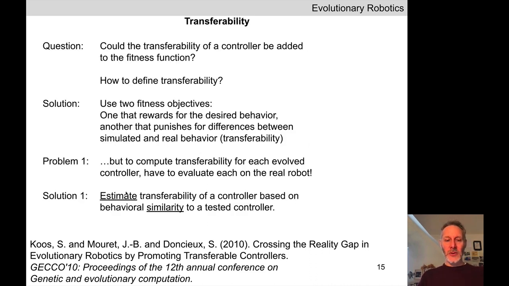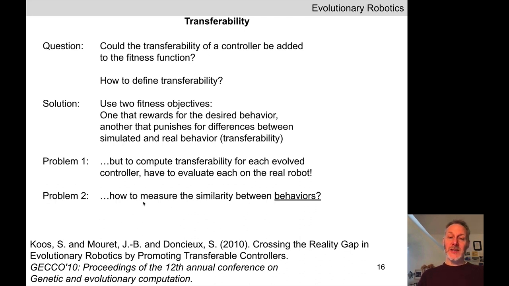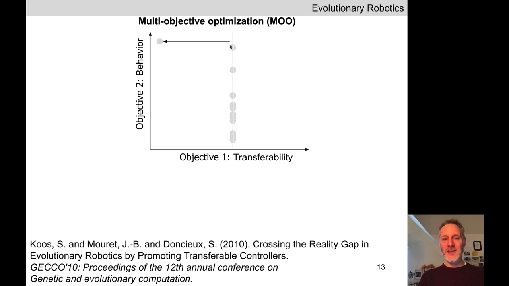Okay, so the solution to computing transferability for our evolving controllers before we send them to reality is to estimate each of their transferabilities based on how similar they are to controllers we've already tested on the physical robot. Okay. This raises yet another problem, which is how do you measure the similarity between behaviors? So going back to the cartoon here for a moment, just because this controller produced about the same fitness value as this one, do we actually know how similar these behaviors are? We need a way to measure similarity between behavior, not just similarity between fitness. Fitness is just a single number, how far the robot traveled. We'd like to actually compare how the robot moves when it's running two different controllers, this one and this one, for example.